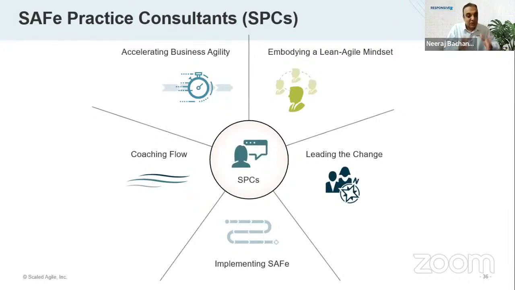because not only the management, but people are also looking up to the SPCs to show the way. And implementing SAFe, the new roadmap that we saw, is definitely one of the responsibilities of the SPCs. But a very interesting change that has now been brought in is that SPCs also have to help coach flow to the right level of people and help them improve their flows at those levels. So these are some key responsibility areas that have been introduced for the SPCs.